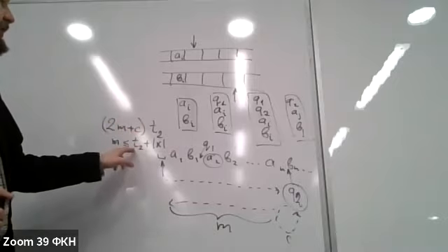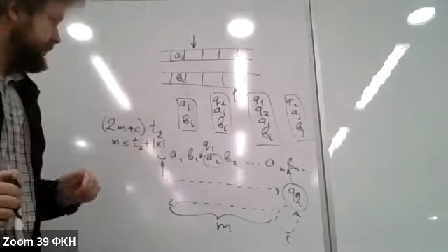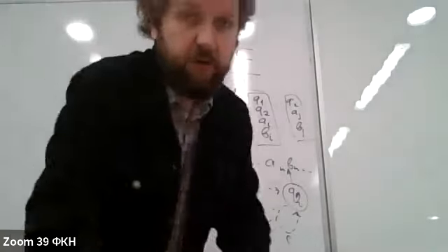Well, so we suppose that T2 is greater than the length of the input word. So this is the measure. This is how we model it.